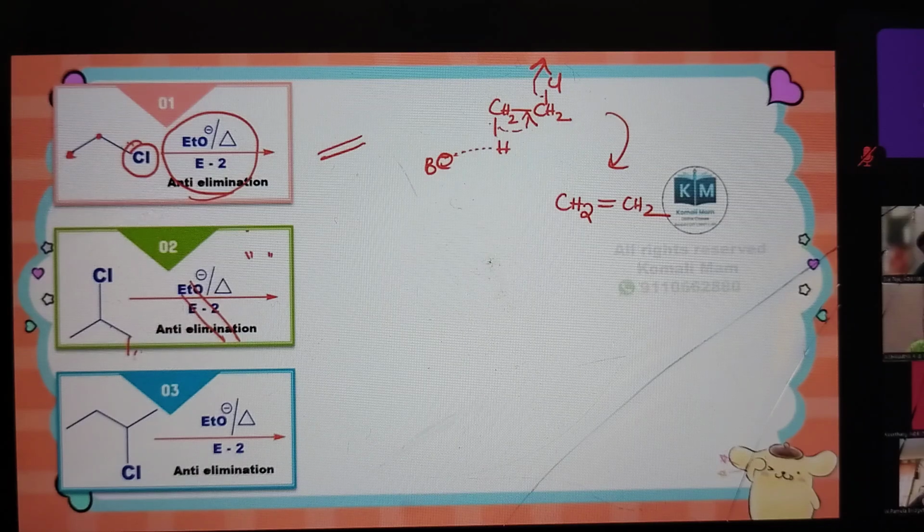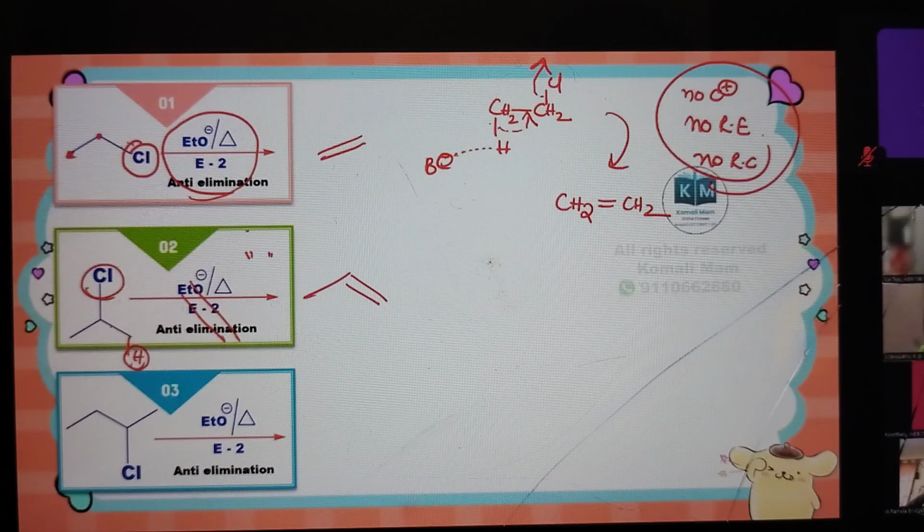So let's say for example, 1 H, 1 chlorine, both go out. Here no rearrangement, no ring expansion, no carbocation formation, nothing. If E2 comes in exam, you are very lucky, no need to do anything. No need to make a carbocation, no ring expansion, no ring contraction. You should not do any of these 3. Then what will happen? Only anti-elimination, must condition.